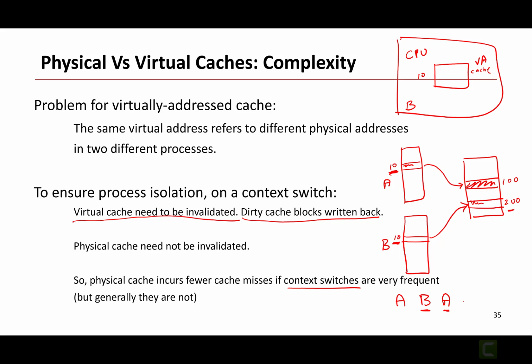But in the case of a virtually addressed cache, when I context switch to B, everything gets knocked out. So when A comes in again, there's nothing in the cache for it, and everything has to be populated again. So that's a trade-off. But in supercomputers or even in data centers, when programs run long enough, context switches are fairly infrequent, and so there is not a lot of performance to be gained from a physically addressed cache.